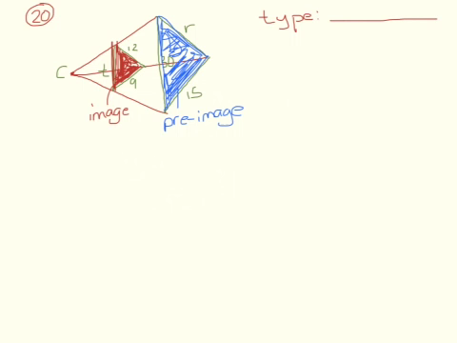Okay, on number 20, it tells me in the directions that the red triangle is the image of the blue triangle after a dilation. So that means that this is a reduction because the pre-image is bigger. So the pre-image is the original one. And then I want to find the value of the variables and then the ratio of their perimeters.